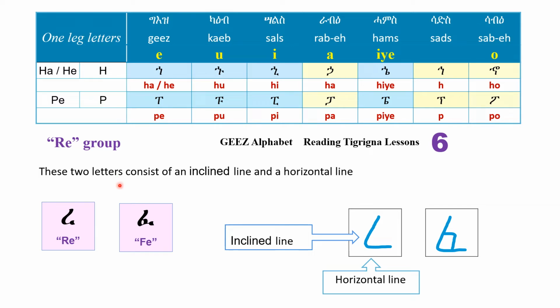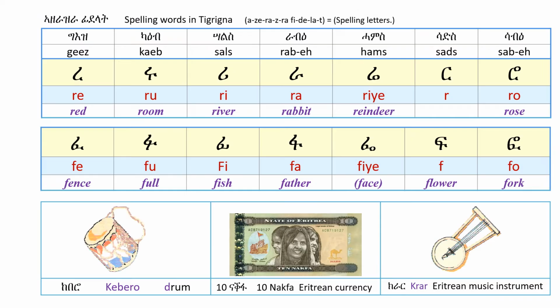The two letters consist of an inclined line and a horizontal line. Re, Ru, Ri, Ra, Rie, R, Ro. Fe, Fu, Fi, Fa, Fie, F, Fo.